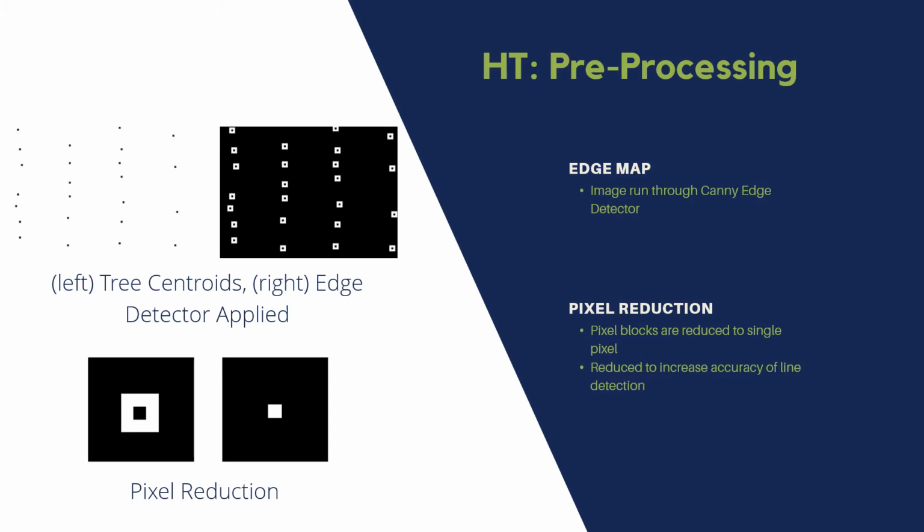Prior to the Hough transform being applied, pre-processing is needed. This is first done by applying a canny edge detector to the image of tree centroids, as an edge map is input to the Hough transform. After applying the edge detection, pixel reduction is applied to increase the accuracy of the Hough transform. These can be seen on the images to the left.